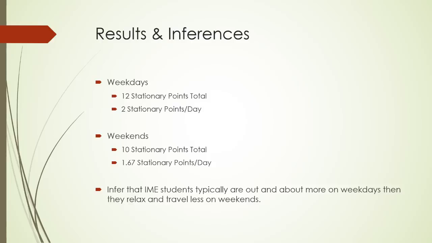So the results and inferences, it turns out that according to the data I used for the project, there were 12 stationary points total for weekdays, which means 12 divided by 6 was 2 stationary points per day. So the average student would travel to 2 stationary points per day, at least during the time they were recording their data. And then on weekends, there were 10 stationary points total. Divided by 6 is 1.67 stationary points per day. So it turns out that weekdays were typically more traveled on than weekends. And from there we can infer that IME students typically are out and about more on weekdays than they relax and travel less on weekends.